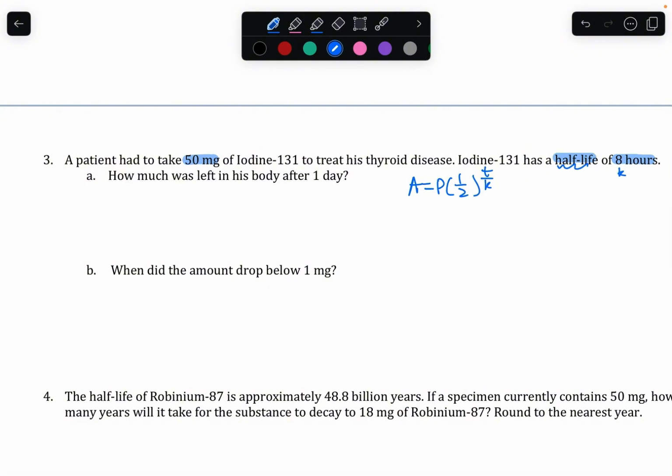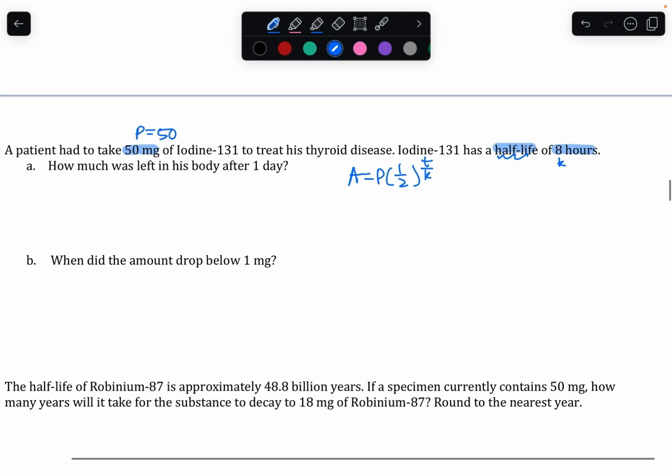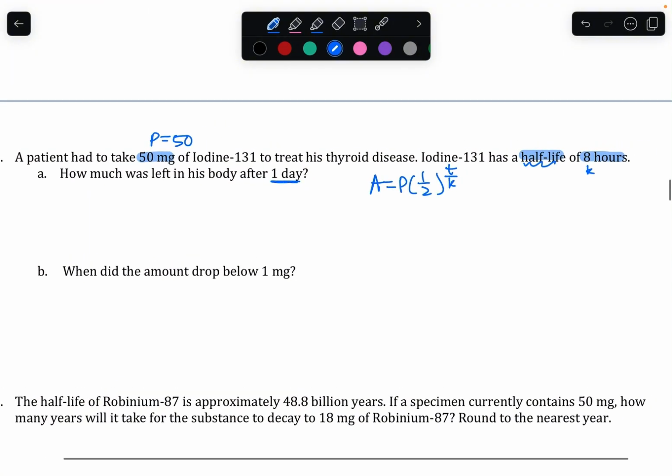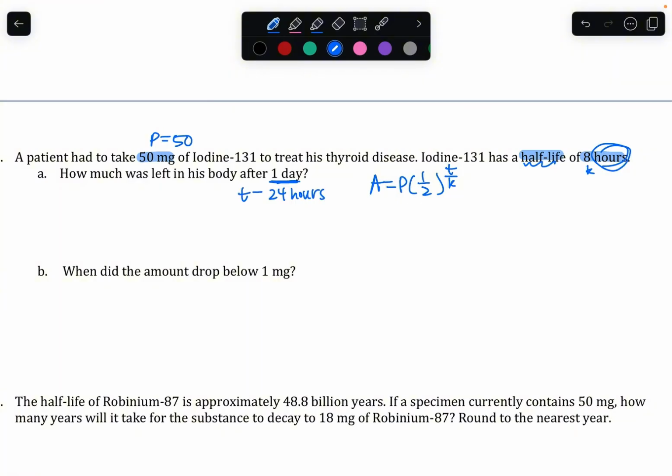Okay, and so our initial amount is 50, and then we know K is 8, and then for part A, it says how much was left in his body after 1 day. Okay, and so T isn't 1. We're measuring in hours, and so we need to convert 1 day to hours, and so 24 hours would be our T value. And so when I'm using my formula, P is 50, and then we have times the 1/2 to the T divided by K.